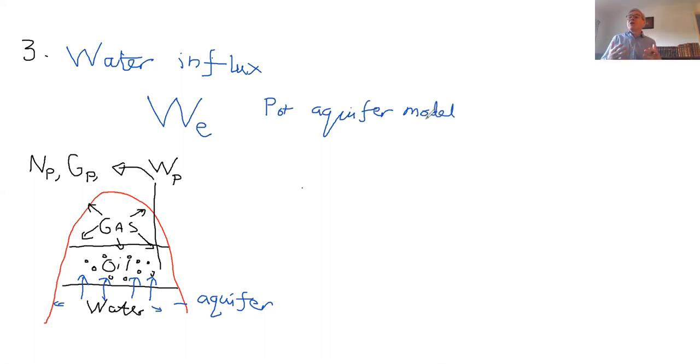So in reservoir engineering, there are a number of aquifer models you can have. There's a Tracy aquifer model that's a function both of the geometry, pressure and time. Okay, so you can have more sophisticated models.